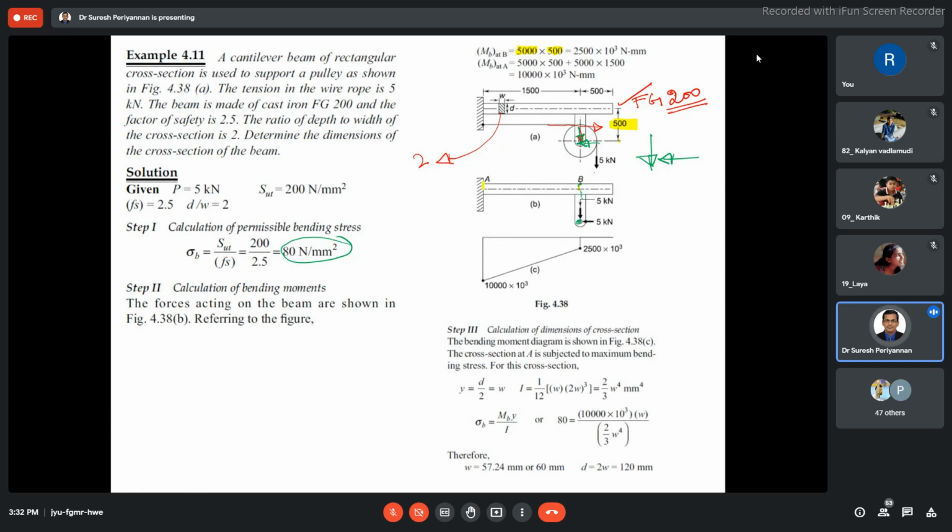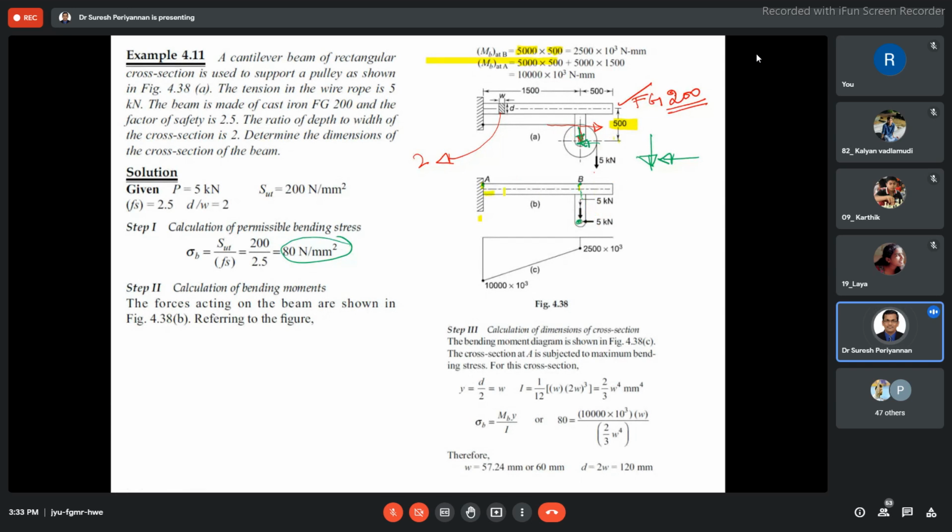But when you consider point A, this is away from the load acting position. Hence, both components will be considered for finding the bending moment. 5,000 into 500, this is with respect to the vertical load, and the bending moment can be considered at point A as well, because this is offset by 500 mm. And now the second, another force, the vertical force into this distance.